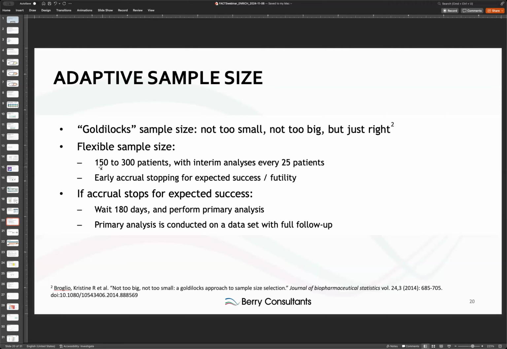The sample size can be anywhere from 150 to 300 patients. We do interim analyses every 25. We can stop for success or futility. If accrual stops for expected success, we don't immediately do an analysis. We wait 180 days for all the patients who are randomized to have the opportunity to observe their primary endpoint, the 180-day mRS, and then we perform the final analysis. So that's the Goldilocks style sample size selection algorithm.